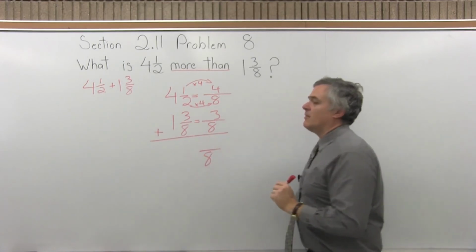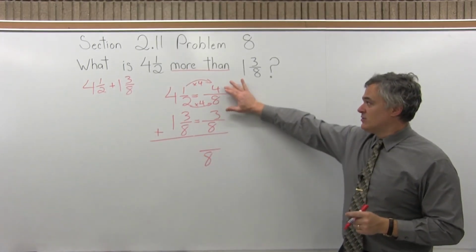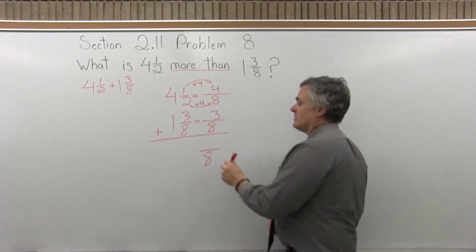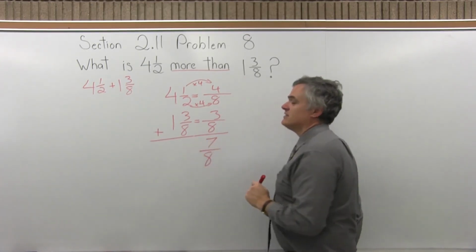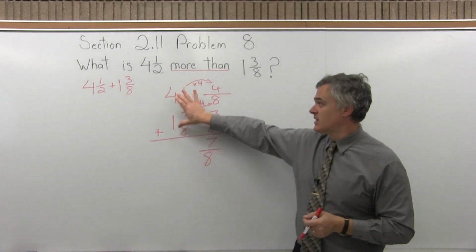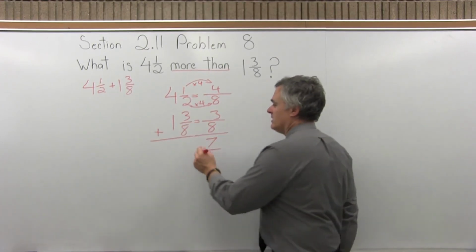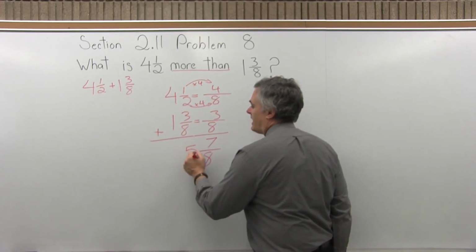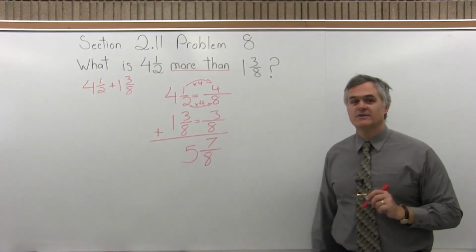So I can go ahead and combine the numerators now. The numerator of 4 plus the numerator of 3. 4 and 3 more is a 7, so I have 7/8. Don't forget I have some whole numbers that I must combine also. 4 plus 1 more. 4 plus 1 more is 5, so I have a final answer of 5 7/8.